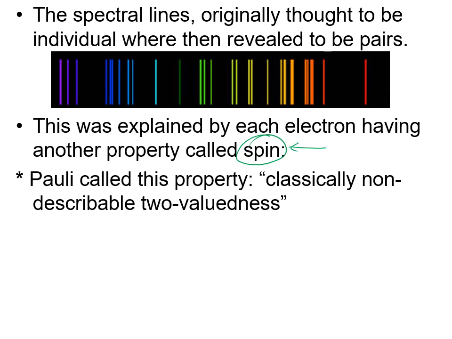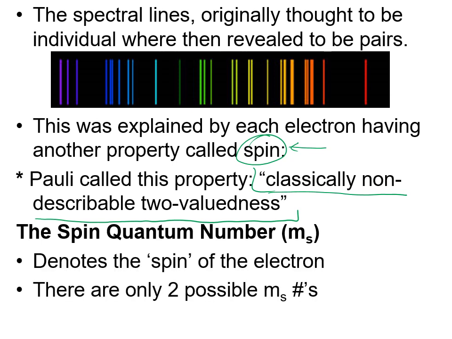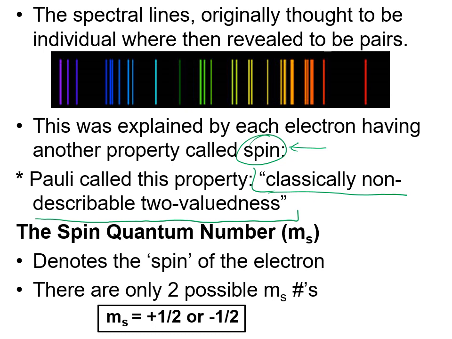Probably a better way to think of it, as Pauli described it, is this is an aspect of the electron, and you can call it classically non-describable two-valuedness. And so it's referred to as the spin. There are two possibilities. If you want to think of it as clockwise and counterclockwise, that's fine, but not correct. But it is some aspect of the electron itself of which there are two possibilities. So the spin quantum number, the classically non-describable two-valuedness of each electron, is given the symbol ms, and it can either be a positive 1/2 or a negative 1/2.